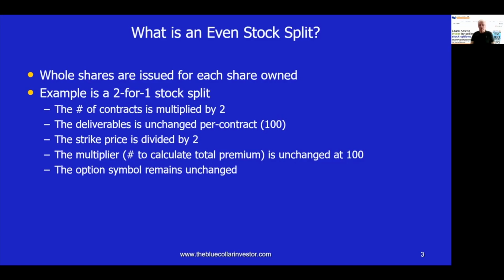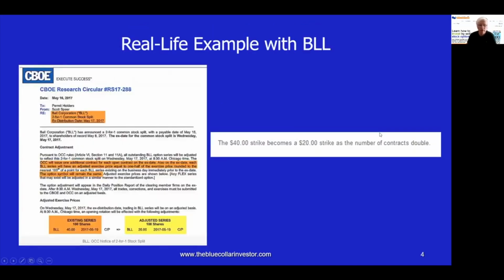The multiplier, which is used to calculate the premium per share per contract, is not changed. We multiply the per share premium also by 100. And the option ticker symbol does not change. So those are the factors for an even stock split. Now let's have a look at a real life example with BLL Ball Corporation.